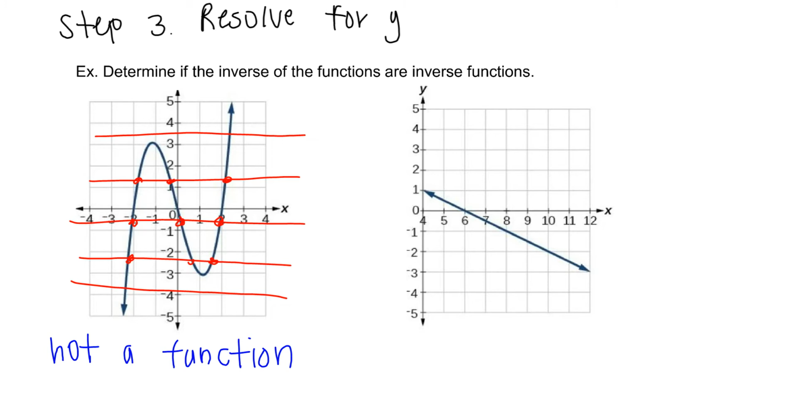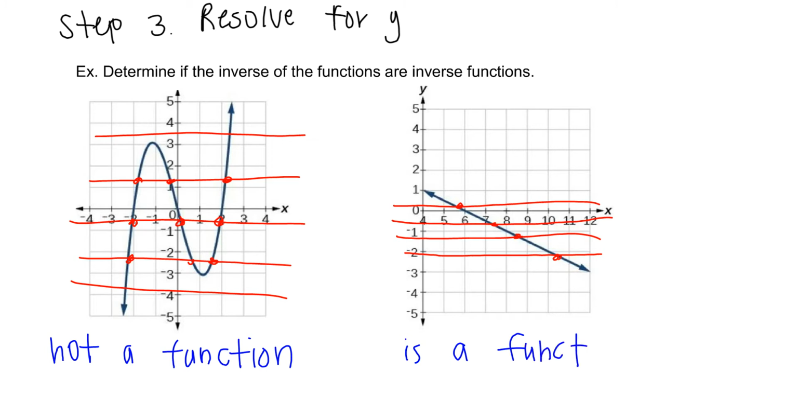Our second example here, which is a linear equation, if I draw horizontal lines, it only touches my graph in one place. And if I were to draw an infinite number, they would only touch in one place. So that tells me whatever the inverse of this linear function is, it is a function. Similarly, if you draw vertical lines through a graph to test if you have a function, you can draw horizontal lines through a graph to determine if an inverse is a function, without actually finding the inverse.